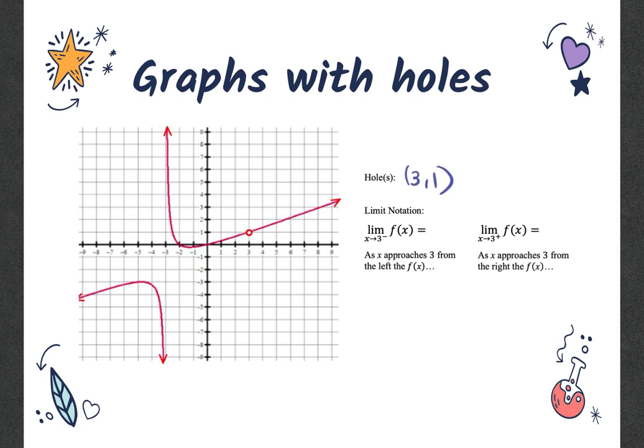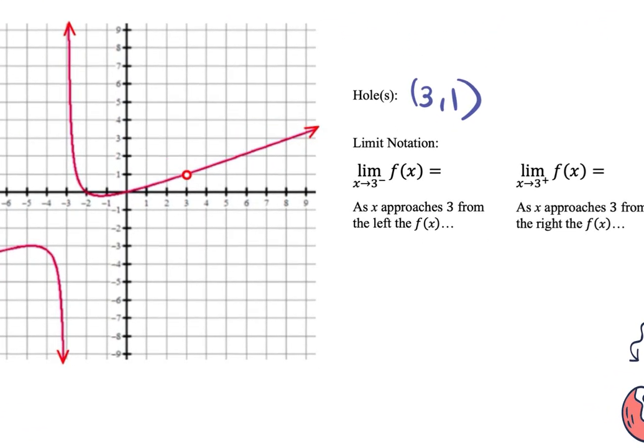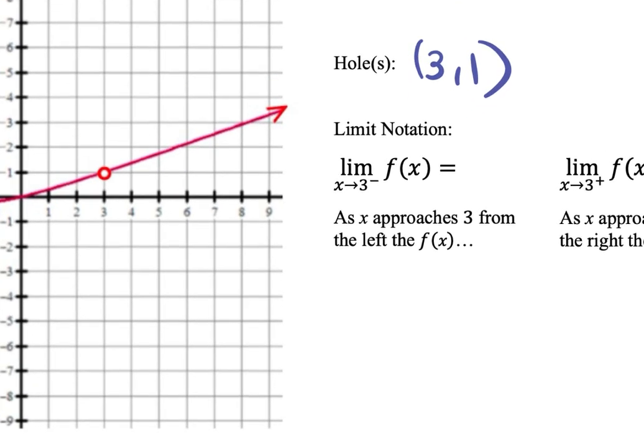And then you're going to use limit notation to talk about what's happening at that hole. So if you look at that limit notation, it says as x approaches 3 from the left, right? Because that's what the minus is. So we're talking about as we get closer to 3 from the left, f of x, which is your y, what's happening to my y? Where would y be at 3? 1. So as we get closer to 3 from the left, the f of x limit would be 1. It's the y coordinate of your hole. It never actually hits 1, so it's just getting closer to 1, which is why that's the limit.